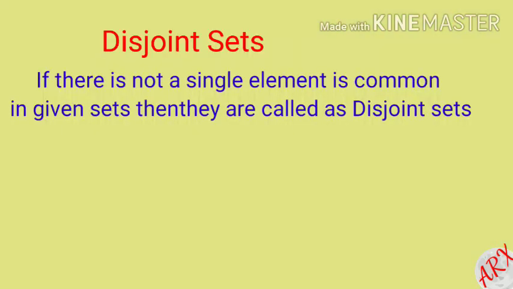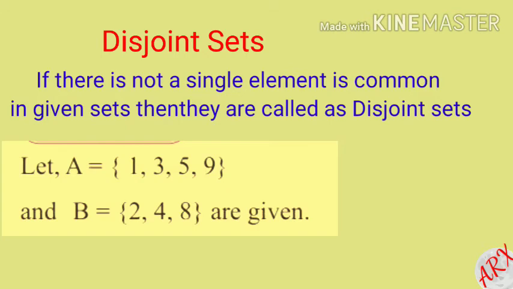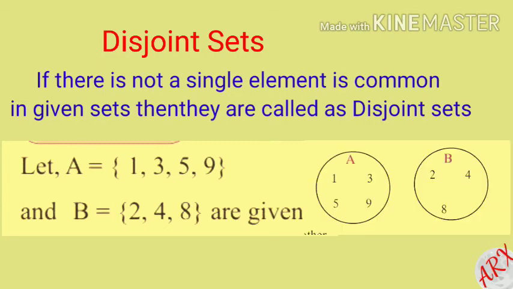Now we will move on to disjoint sets. If not a single element is common in both the given sets, then these two sets are called disjoint sets. For example, if A = {1, 3, 5, 9} and B = {2, 4, 8}, then there is no common element between them, hence A and B are disjoint sets. The Venn diagram can be drawn as you can see on the screen.